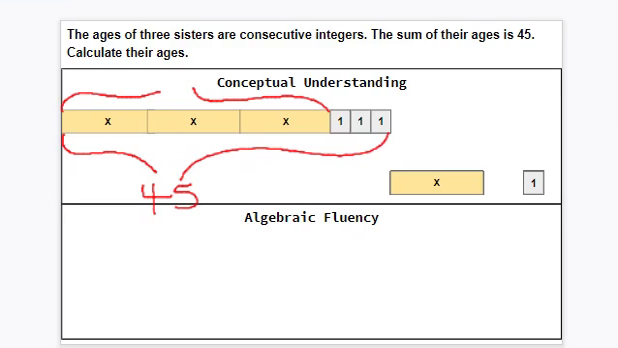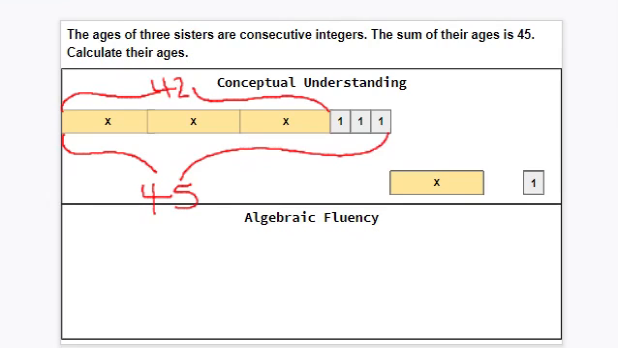Well, I know what this is. This is 1, 2, 3. So I can take 3 away and determine that this part is equal to 42. So now I just have to figure out if this portion is equal to 42, what number, when I add it 3 times, equals 42? What number is that?